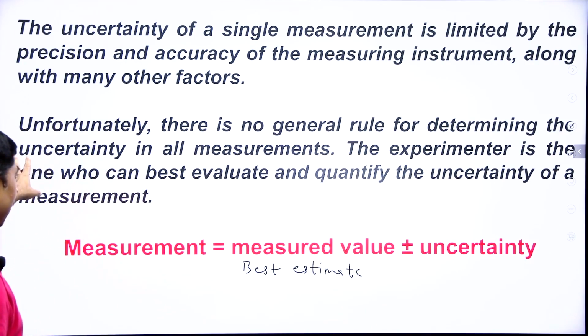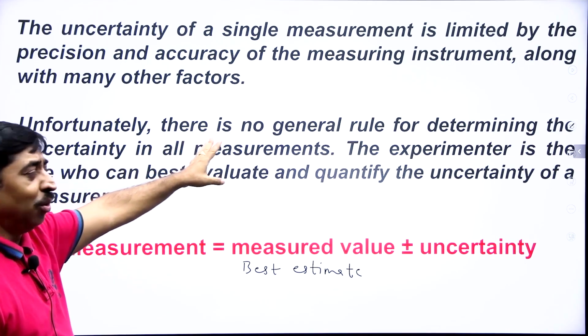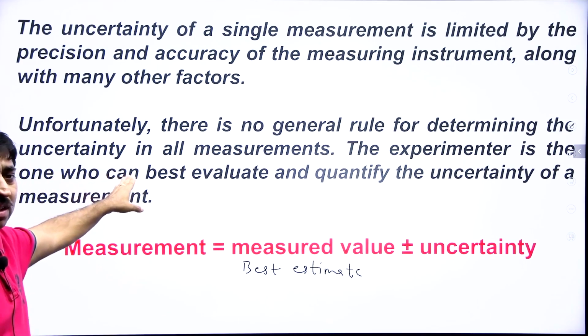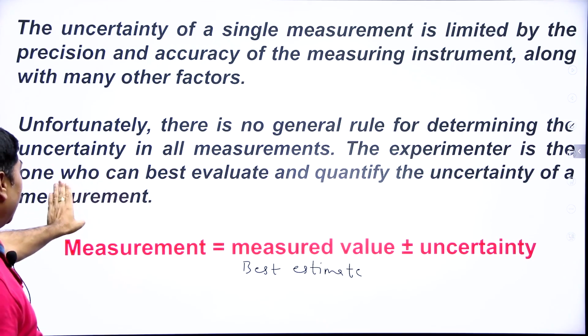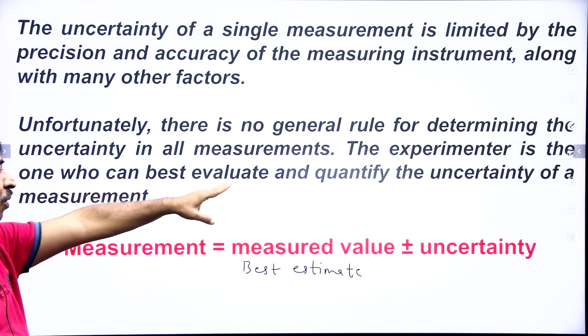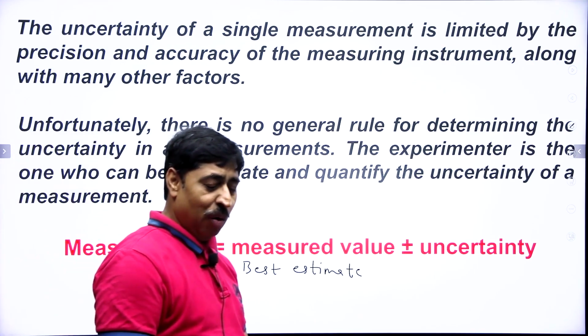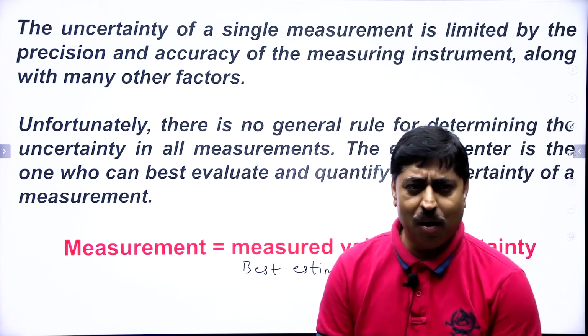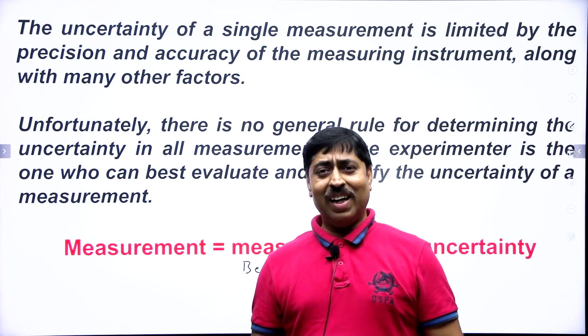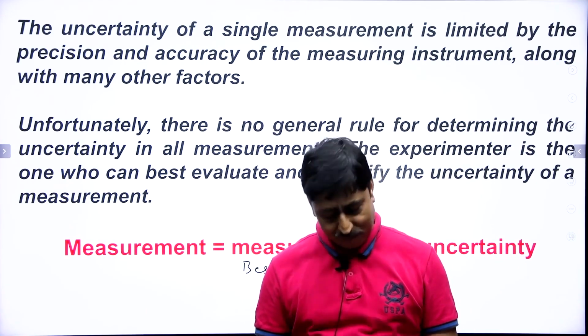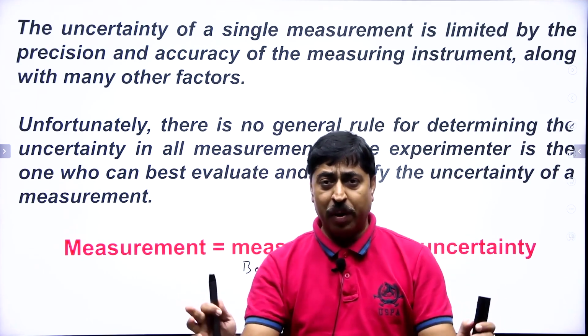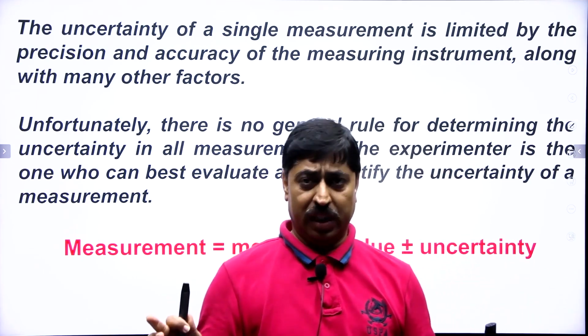So, this is what I have written here. Unfortunately, there is no general rule for determining the uncertainty in all measurements. The experimenter is the one who can best evaluate and quantify the uncertainty in a particular measurement. So, I hope all of you understand now that uncertainty is also uncertain, isn't it? Okay. So, it is the experimenter who will decide the uncertainty.